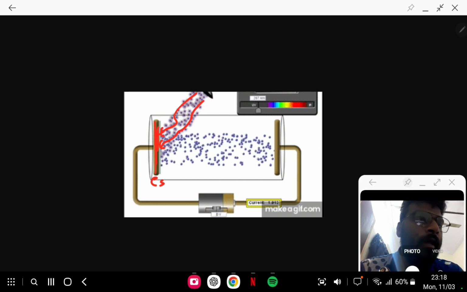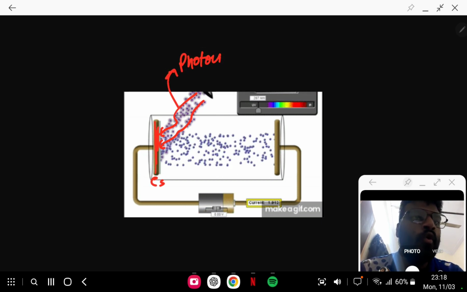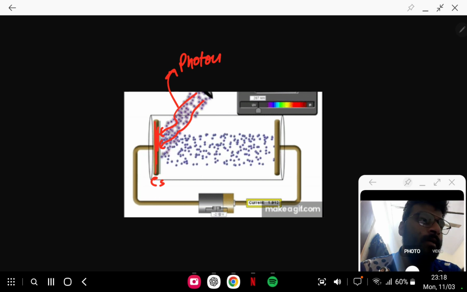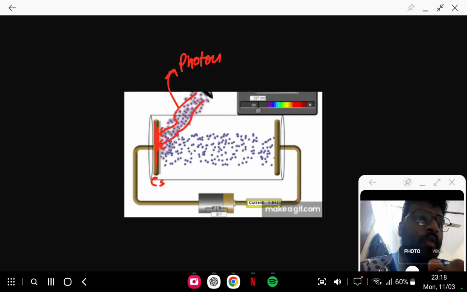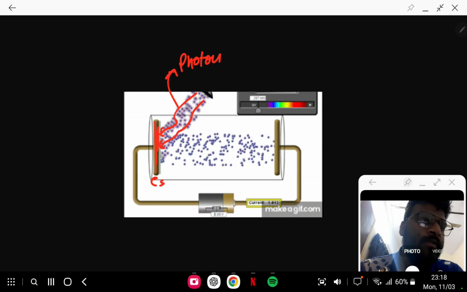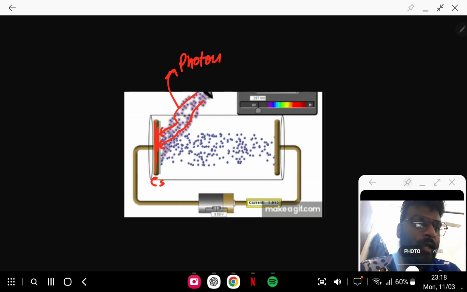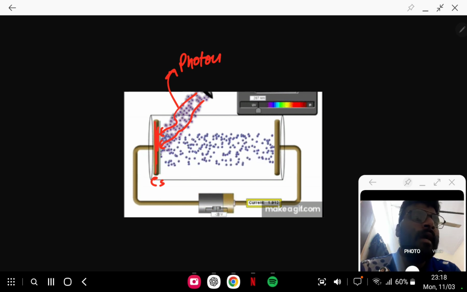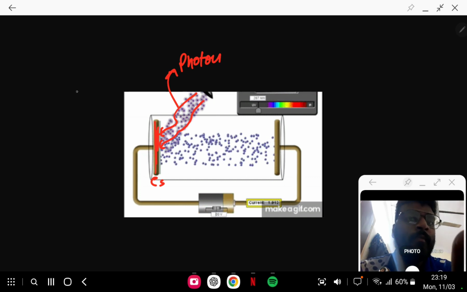So this is a light, and light contains what? Photons. We know that light contains photons. Photons are quanta of energy, packets of energy. So what happens next is when photons are ejected on the metal surface, they pass some energy to the metal, and that energy is used as the ionization energy. So electrons are ejected from their outermost shell.